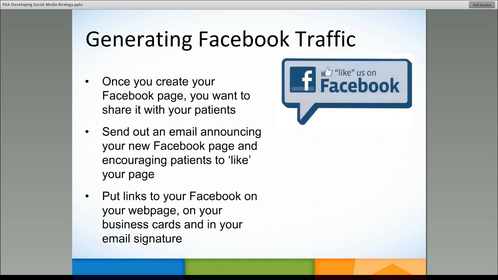This is something that Demandforce is very effective for your offices or for our clients, as we have newsletters that announce Facebook pages. Put links everywhere. Put them on your website. Put them on your business cards, on your email signatures. Give people access to your page with whatever piece of information that you're giving them so they can go like it.